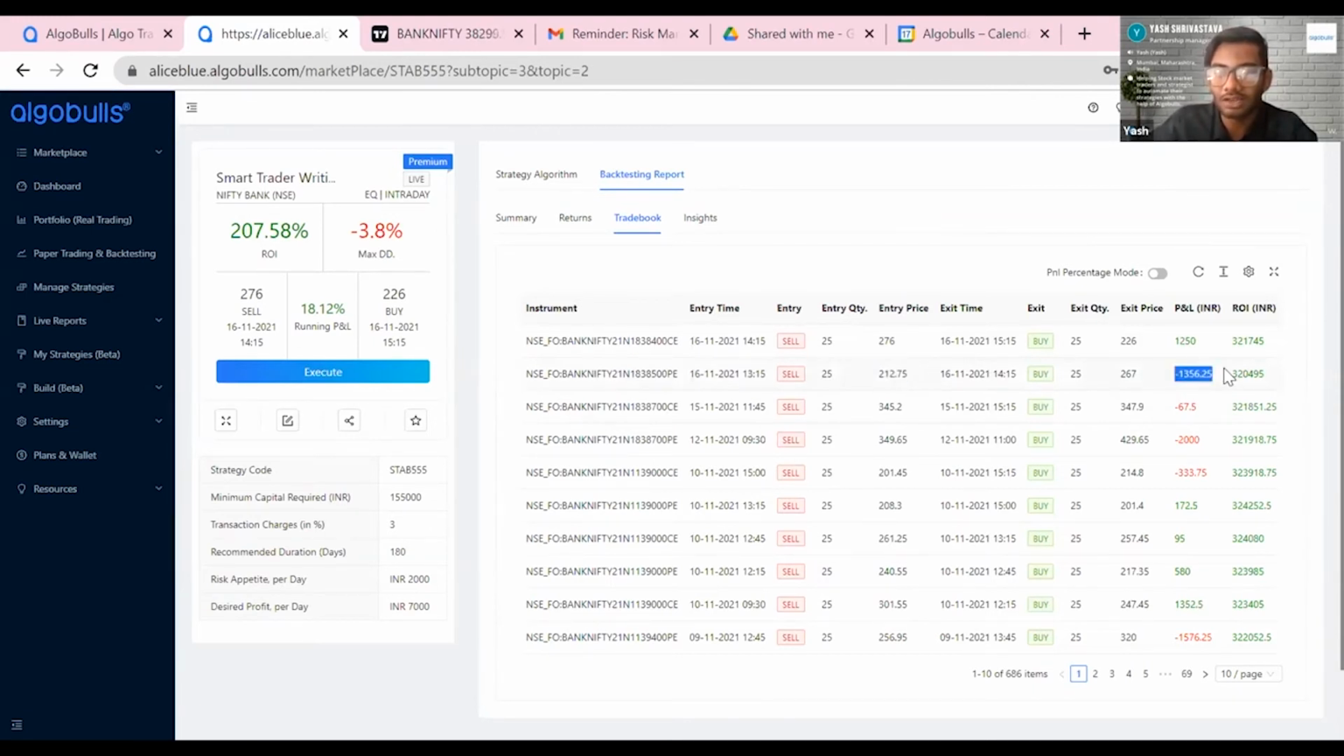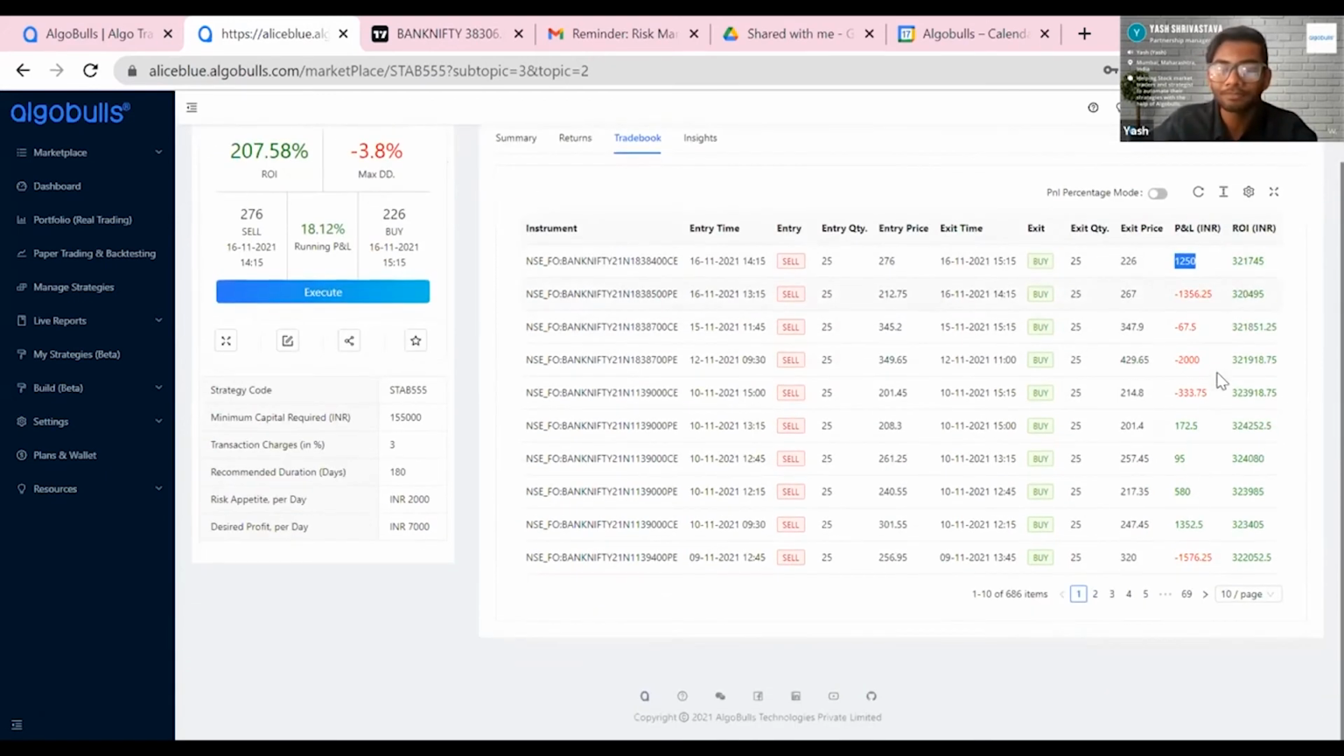So it was sitting at a net loss of minus 135, and on the same day it took one more entry at 276, and it sold at 226, which was around 1,250 rupees profit on one lot. And you can find all these details in the trade book section.